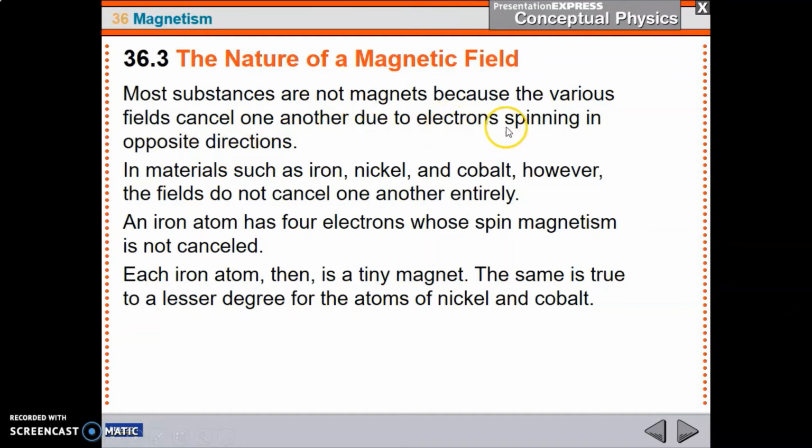Do you remember how electrons come in pairs? I'm going to talk about that in a minute. Let me get through this slide.